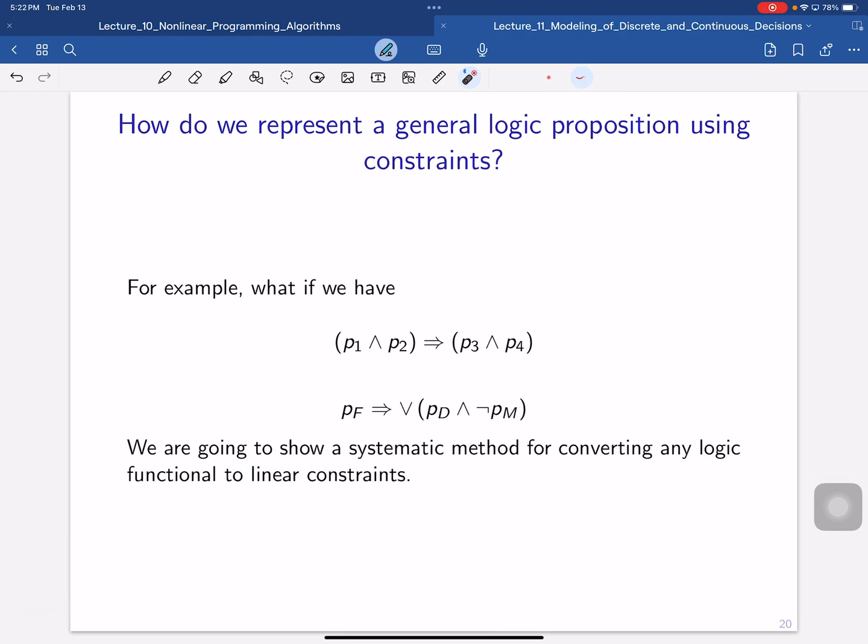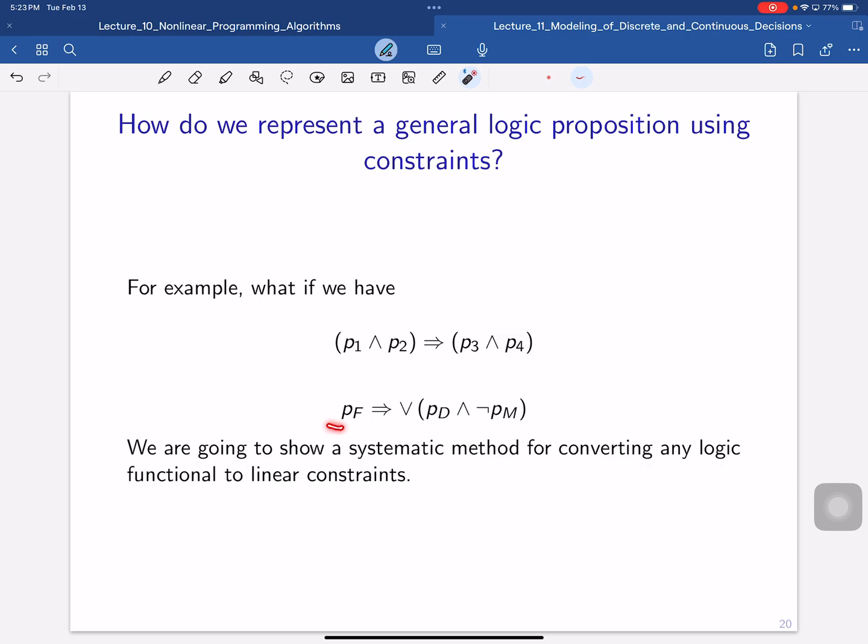Now the question is, how do we represent a more general logic proposition using constraints? We've already done the 6 basic operators, but in practice, you may want to express more complicated logic, like the 2 examples I gave here. Maybe you want to say P1 or P1 and P2 implies P3 and P4.